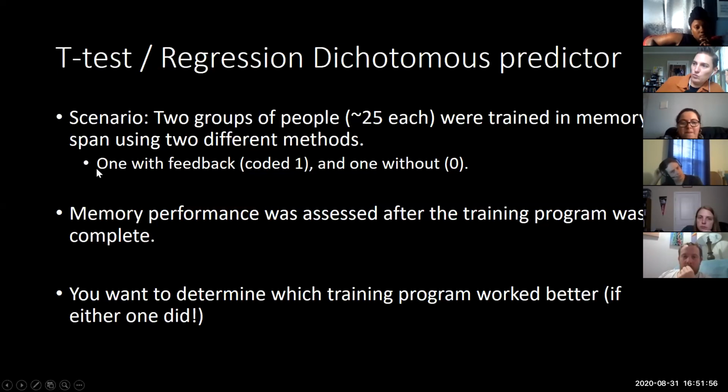So one group had a feedback condition. That means that if they got a number wrong, I said, no, your number's wrong, try again. And another group did not get that feedback. They just provided the answer and then kept going. And then memory performance was assessed at the end of the training. And then you want to determine whether one training program worked better than the other, if one of them did.